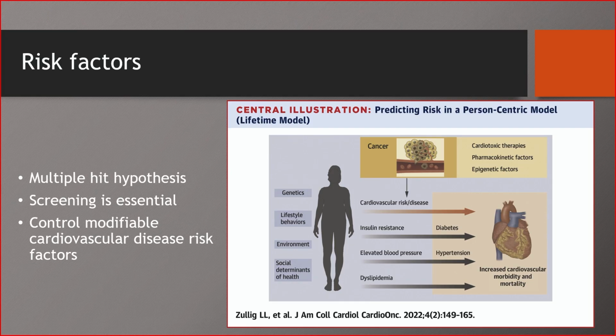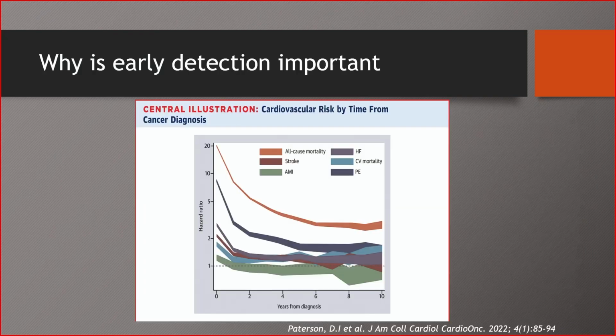So what you want to look for in patients is those risk factors that we can modify. So patients who have hypertension, hyperlipidemia, diabetes, you want to identify these patients and treat those modifiable risk factors because those patients already have reduced cardiac reserve. And so when you add another stressor such as chemotherapy, these patients tend to be at a higher risk of developing cardiotoxicity. And why is early detection important?